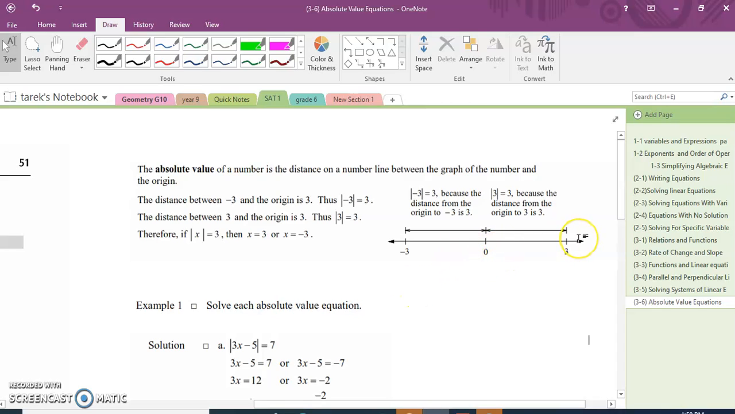Also from 0 to 3, what's the distance? It's 3. So absolute value of positive 3 equals 3, and absolute value of negative 3 equals 3, because I'm asking about the distance from the origin. This is the definition of the absolute value.